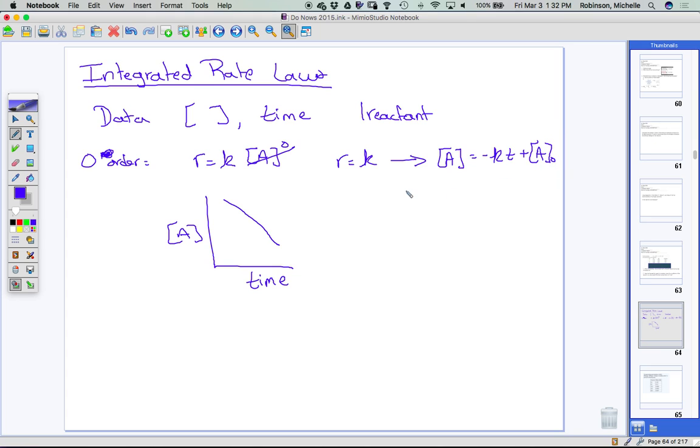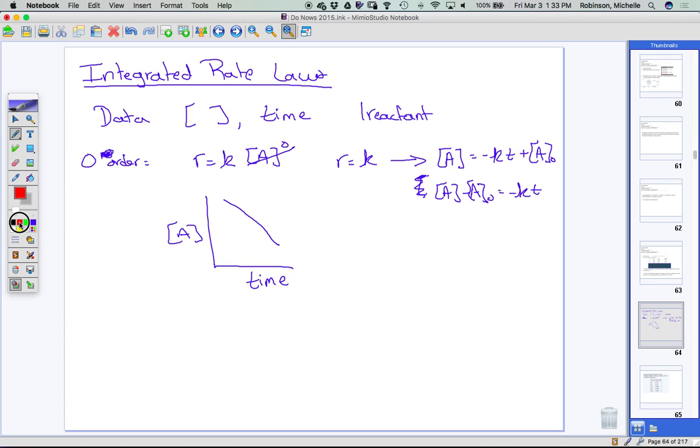Most of the time you're going to see it as negative k times t plus the original concentration of A. And if you flip over to the next side on handout 5 of 7, you see it written a different way. But you see that it's the same thing, right? You see A minus A0 equals negative kt. The 0 means original, and it's at initial time.